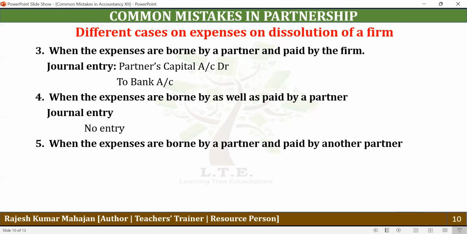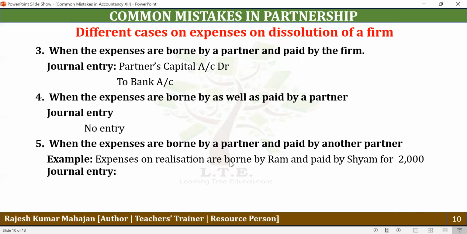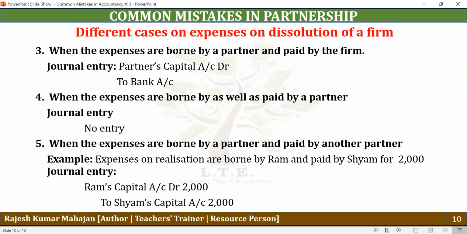Fifth case: when the expenses are borne by one partner and paid by another partner. The partner who is going to bear will be debited and the partner who is going to pay will be credited. Let's understand with an example. Expenses on realization are borne by Ram, whereas they are paid by Sham, for rupees 2000. Here Ram has agreed to bear the expenses, so Ram's capital account will be debited, and Sham has agreed to pay, so Sham's capital account will be credited. The entry would be Ram's capital account debit to Sham's capital account.